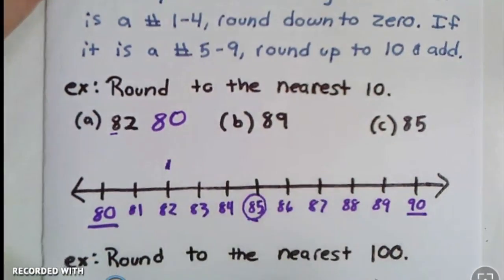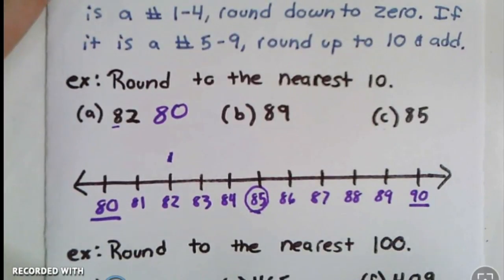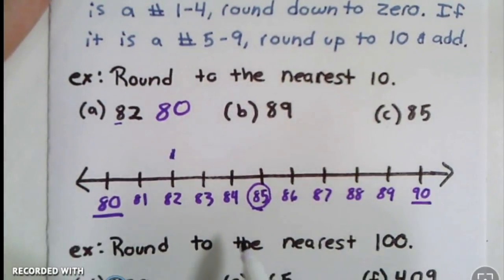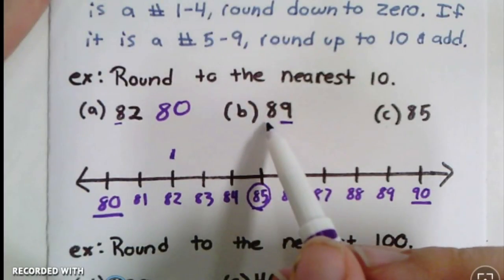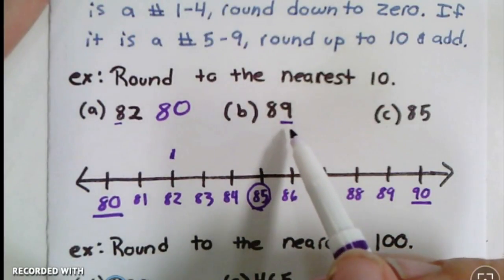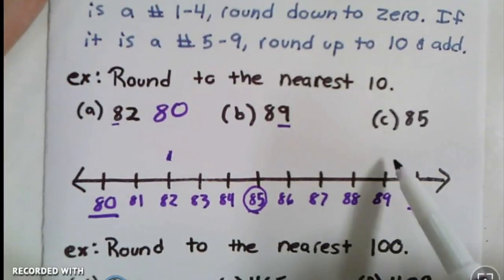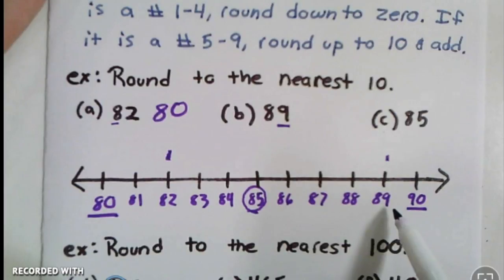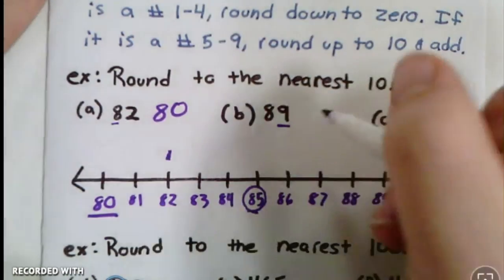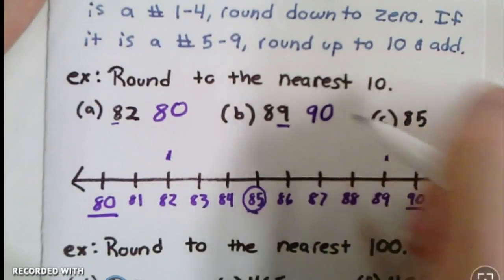Let's look at our second example, 89. So 89 is also between 80 and 90. I'm going to look at this number right before the tens place, which is a 9. And I'm going to find it on my number line, which is right here. So is 89 closer to 90 or is it closer to 80? Good, it's closer to 90.